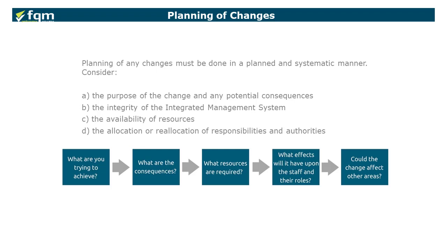Does it have any impact on the integrity of our management system? Are there things we need to look at that could have an impact? Some of these changes could change our risks, and we may consider that. What about the availability of resources? So when we're planning for changes, are we considering the resources we need? And when we talk about resources, we talk about human, equipment, infrastructure, IT, etc. And what about the allocation and reallocation of roles and responsibilities and authorities?